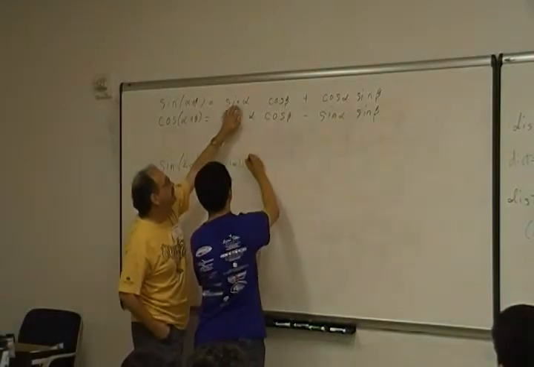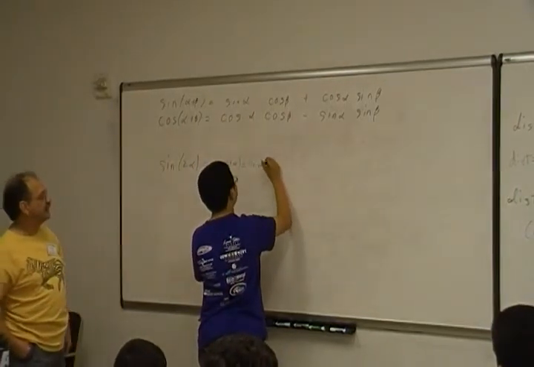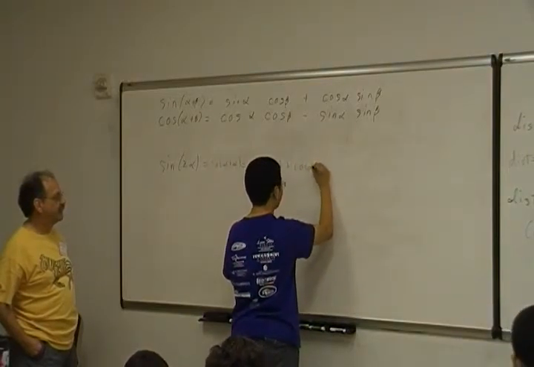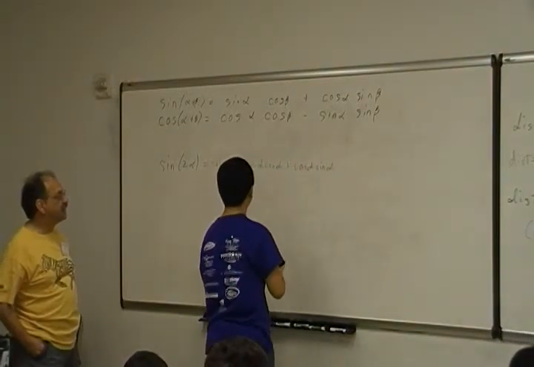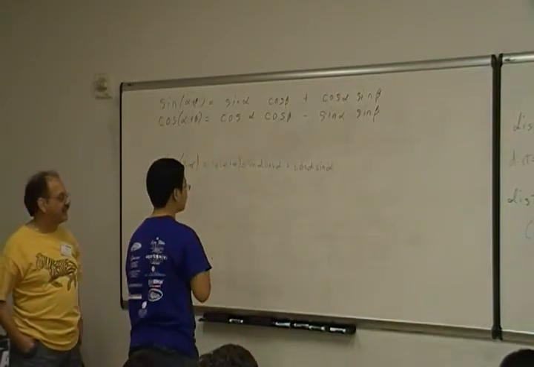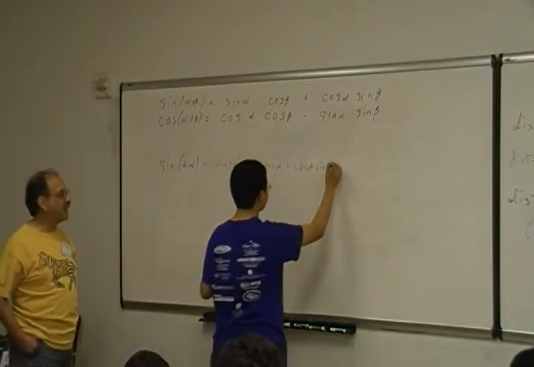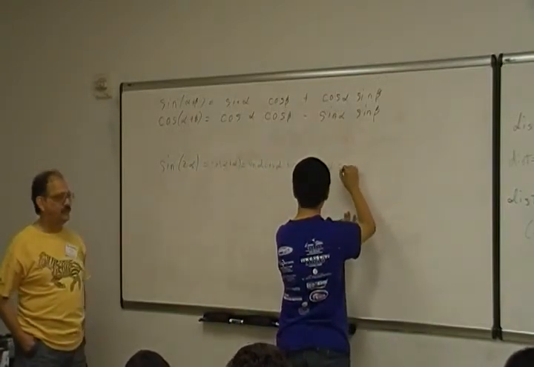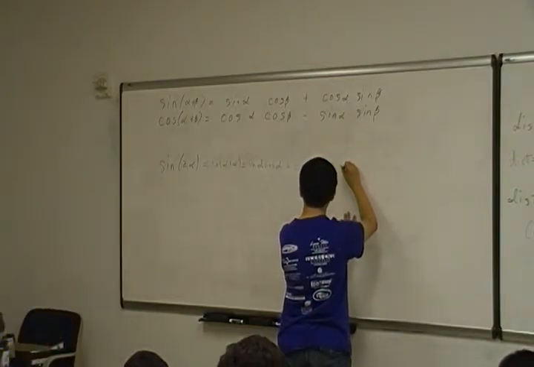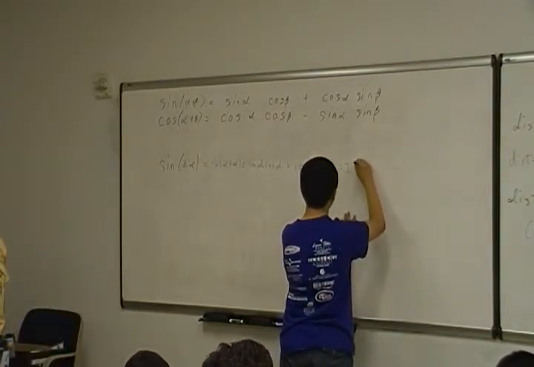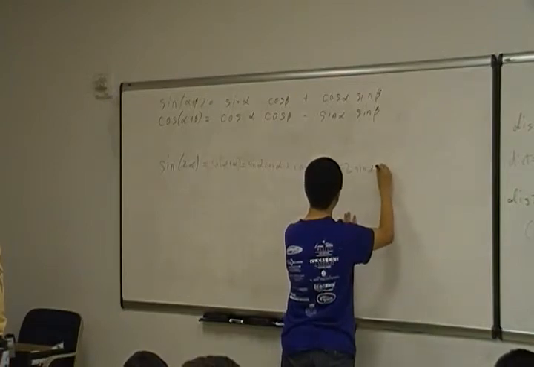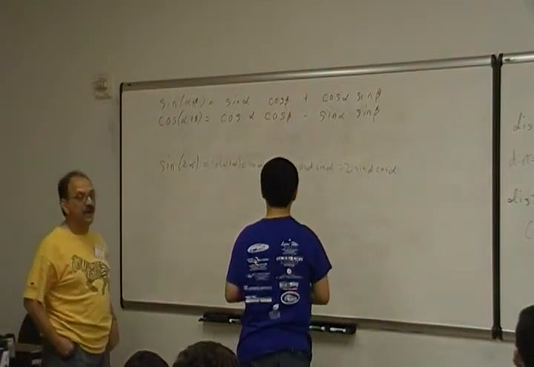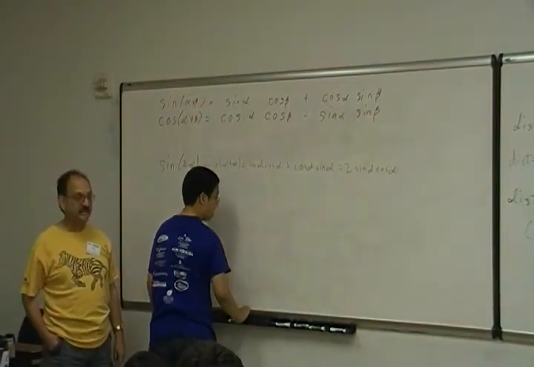Plug it in here, in the top right. And can you simplify that any? So equals, keep going on the same line, equals. And you just derived the double angle formula for sine. Any questions about that?